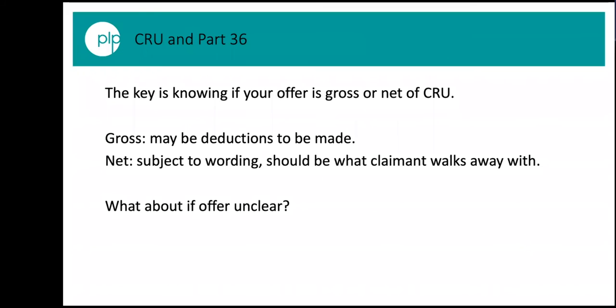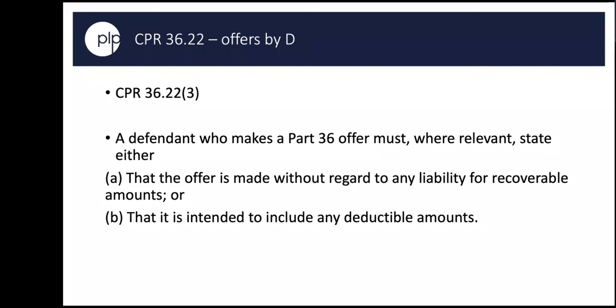It is somewhat teaching you to suck eggs, I'm sorry about that, but gross means there might well be deductions yet to be made. And net generally means it should be what the claimant walks away with, but just double check your wording to make sure that it is clear. But that's straightforward. And what do you do in circumstances where you get an offer and the wording isn't clear? Well, if you're for the claimant, you have a benefit here because Civil Procedure Rule 36.22 provides for what offers by a defendant have to state.